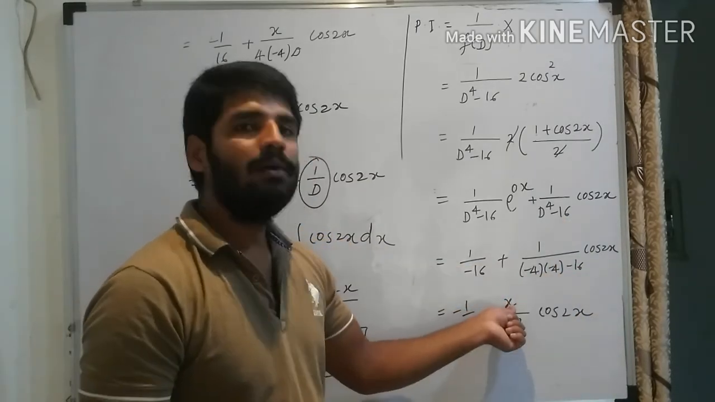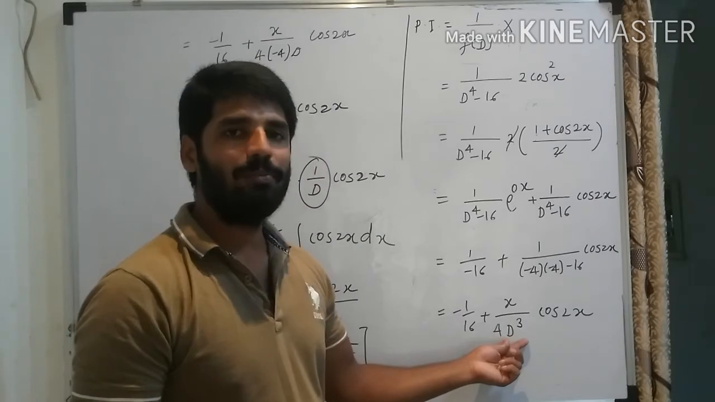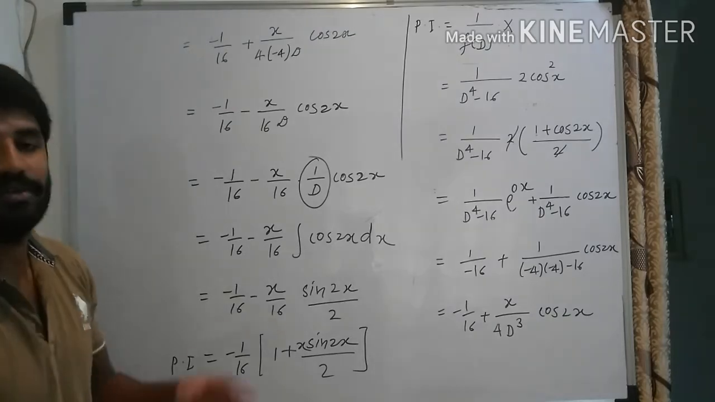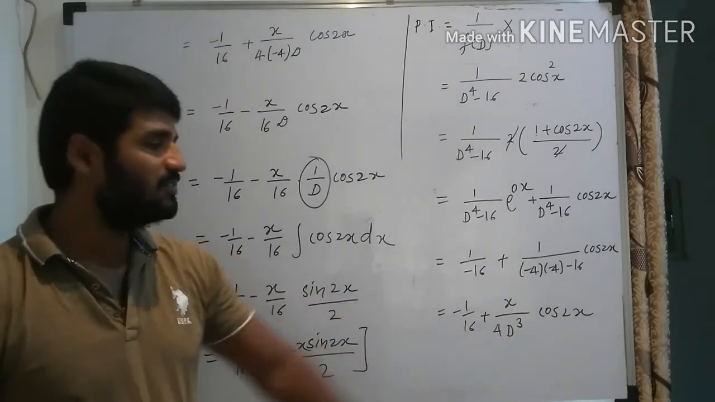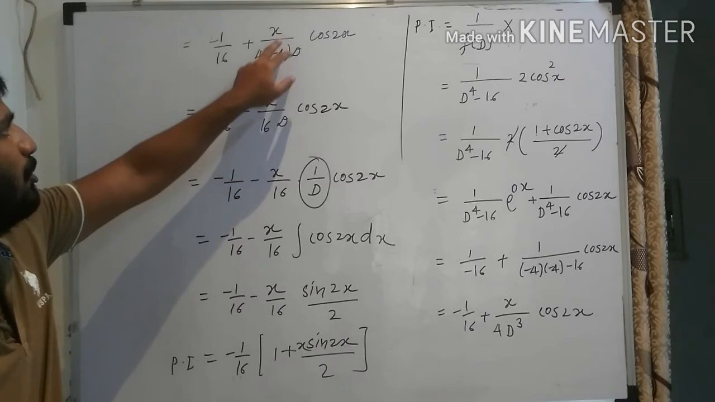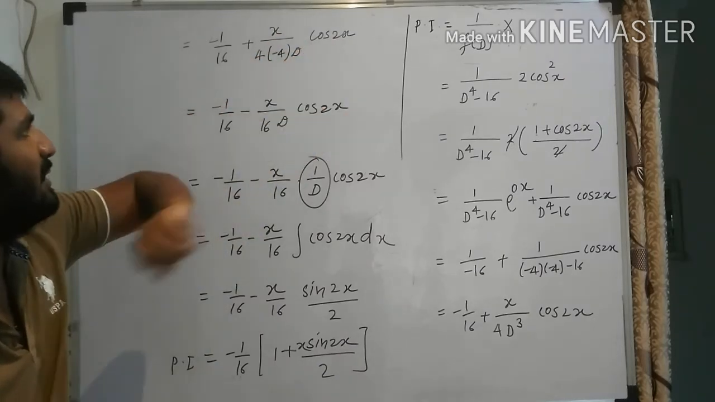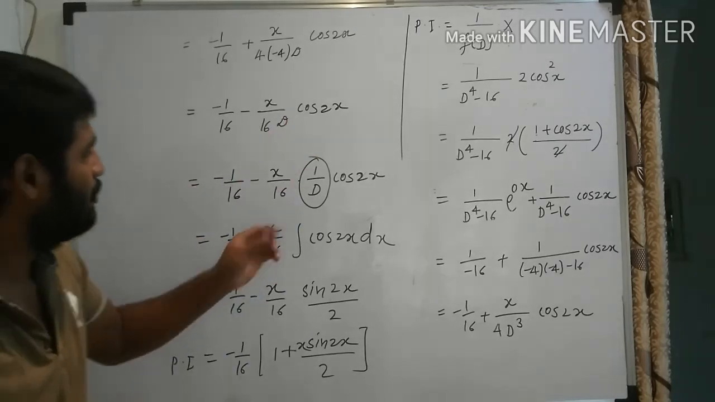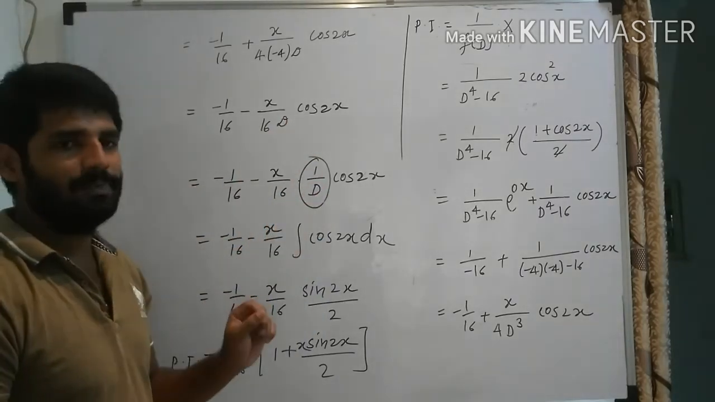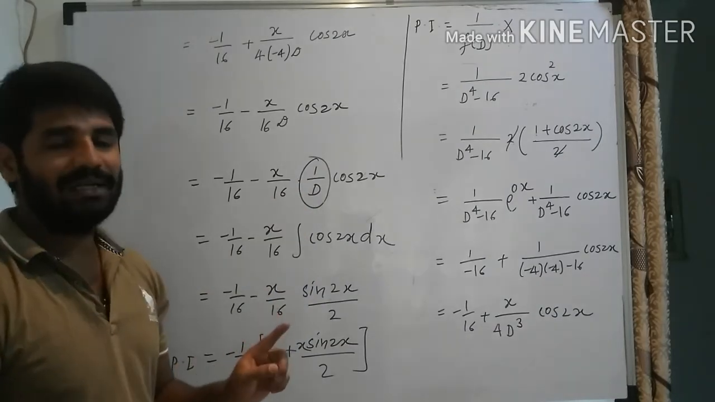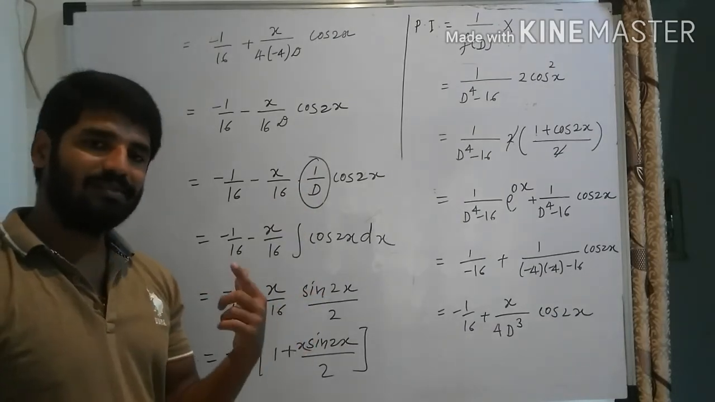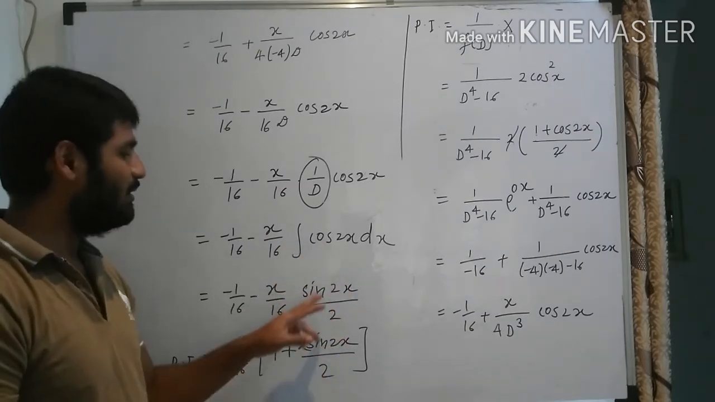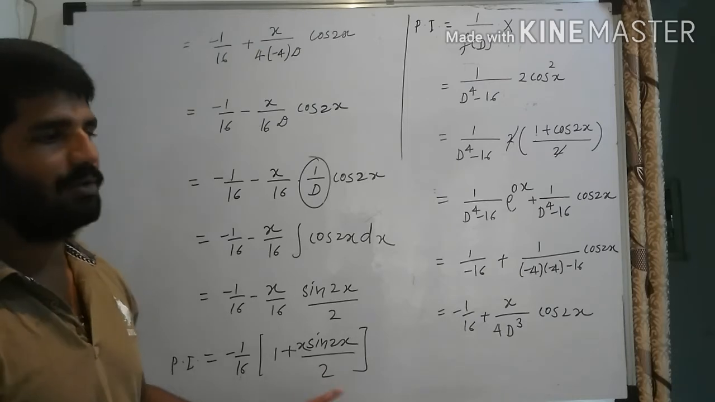That's why we have to take x in the numerator and take the derivative of the denominator. So if we take the derivative of the denominator, we get 4 times d cube. After that, we follow the same procedure, replace d square by minus 4. So we get x upon 4 into minus 4 into d, cos 2x as it is. After simplifying, we get x upon 16 into d cos 2x. So we have to separate, for your understanding, 1 upon d. 1 upon d means what? That is integral. Why integral? Because d means derivative. 1 upon d means inverse of derivative, that is nothing but integral. So we take the integral of cos 2x, that is sin 2x upon 2, and this is your required particular integral.